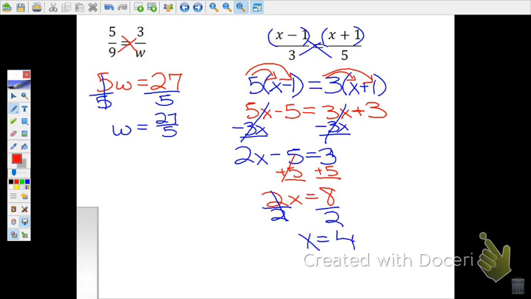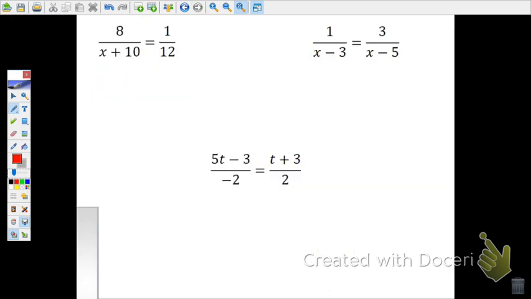Again, you should check your work. If x is equal to 4, 4 minus 1 is 3. So I have 3 over 3, which is 1. If I put 4 in on the right side, 4 plus 1 is 5. 5 over 5 is 1. Same answer on both sides of the equation. Next one.